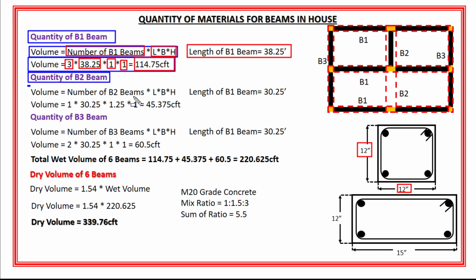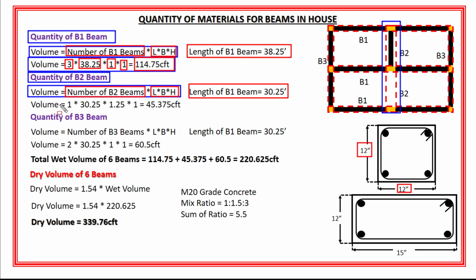So the volume of B2 beam is equal to number of beams into length into breadth into height. Here the total number of B2 beams are 1. Length of B2 beam is 30.25 feet. Width of B2 beam is 15 inches, which is equal to 1.25 feet. And the height of B2 beam is 12 inches, which is equal to 1 feet.